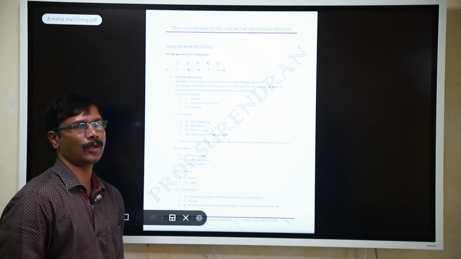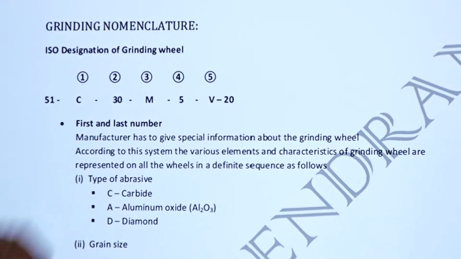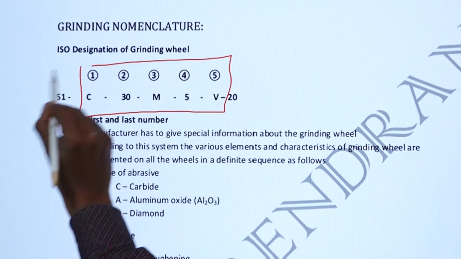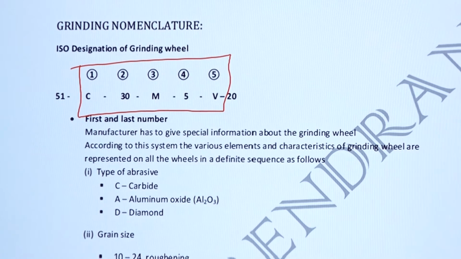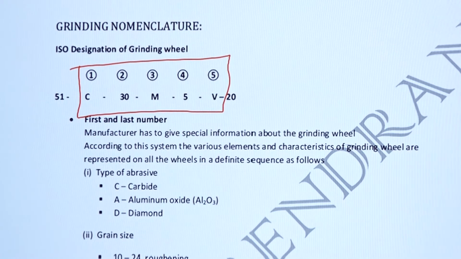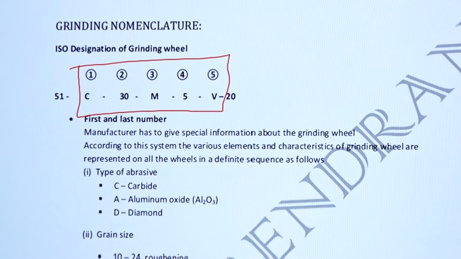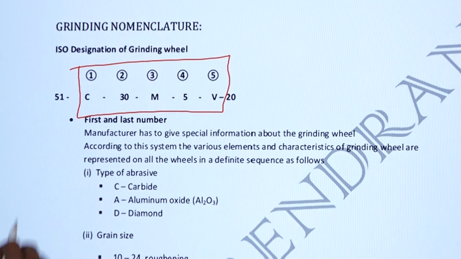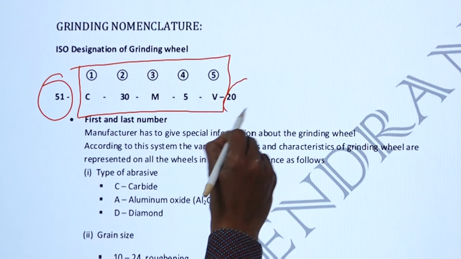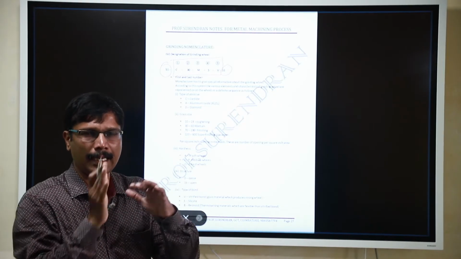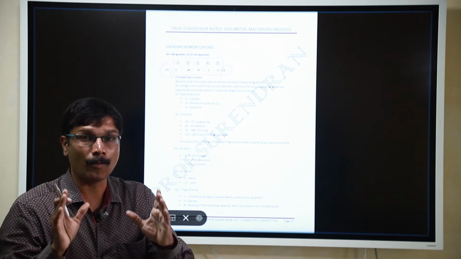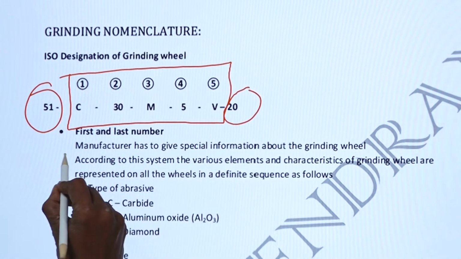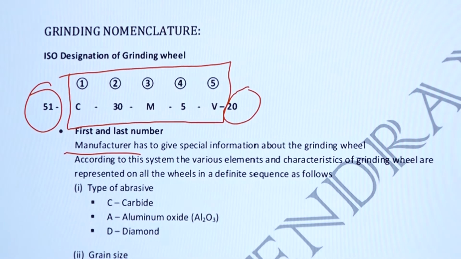So this is a wheel specification. You can observe the 5-letter code here. It is very, very important for the mechanical engineer. Whenever you are going to purchase a grinding wheel, you have to mention this 5-letter code, specified in some notation. So we should remember this 5-letter code. At the front and back there is some manufacturer code, but we should remember the 5-letter code. The first and last numbers are given by the manufacturer.